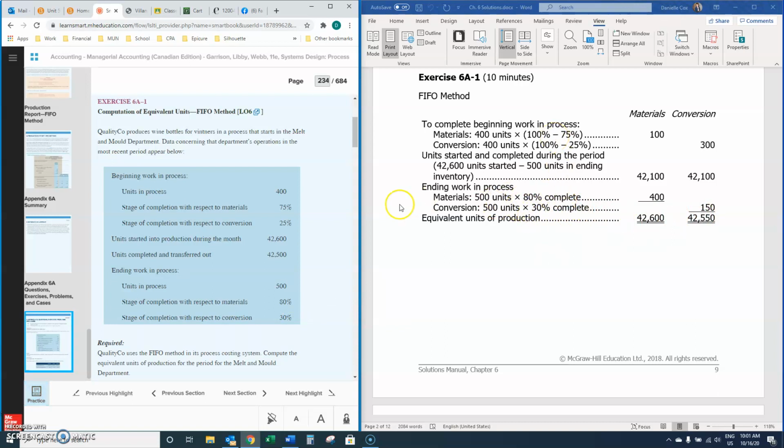So 30% of the conversion work was done in this month. Whereas beginning work in process, when we say they're 75% complete and 25% complete, that work was done in a previous period, and in the current month, you only have to finish them off. So whatever is remaining gets done this month.